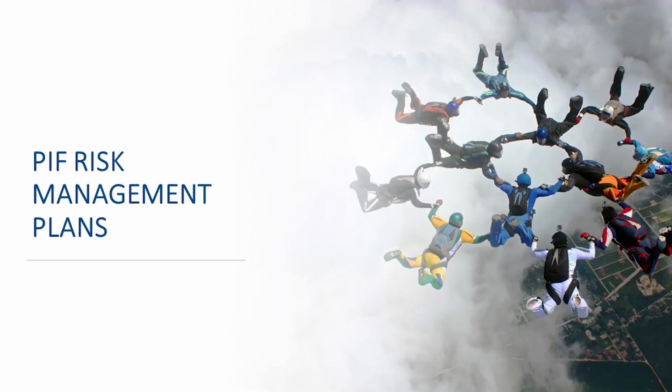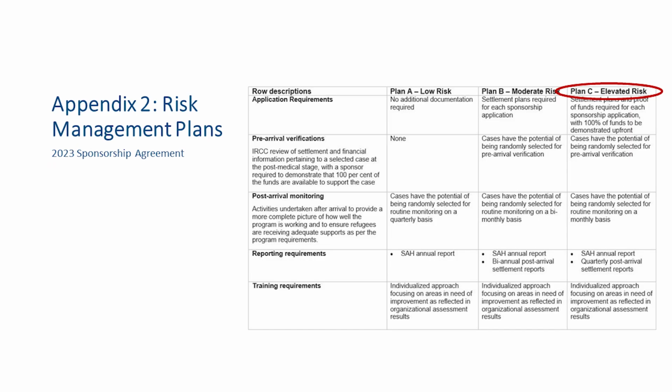So we're going to start off by looking at the risk management plans in part 1 of the session, and we'll be focusing, like I said, on plan C specifically. You can find an overview of all of the risk management plans in Appendix 2 of the new sponsorship agreement. You as SARs should have received that new version of the sponsorship agreement via email on August 31st, 2023 from ISCC.